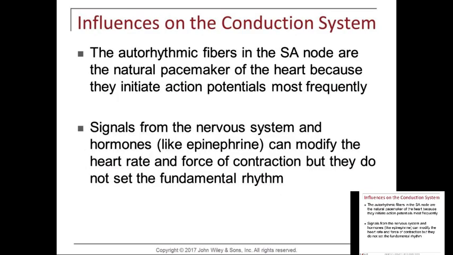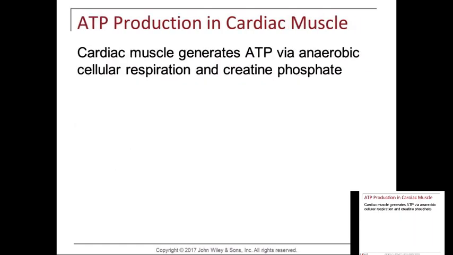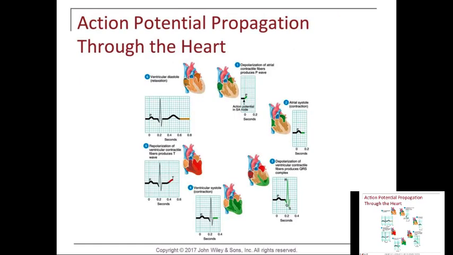The autorhythmic fibers in the SA node are the natural pacemaker of the heart, because they initiate the action potentials most frequently. Signals from the neural system and hormones like epinephrine can modify the heart rate and the force of contraction, but they do not set the fundamental rhythm. The heart muscles generate ATP via anaerobic cellular respiration and creatine phosphate, or CP.